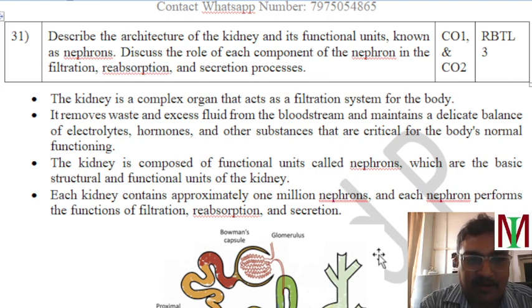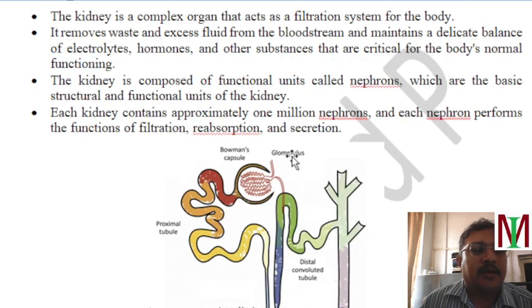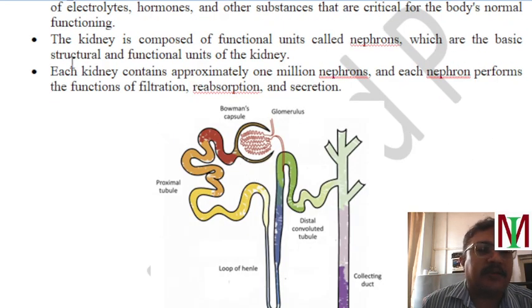So the kidney is a complex organ. It acts as a filtration system for the body. It removes waste and excess fluid from the bloodstream and maintains a delicate balance of electrolytes, hormones, and other substances that are critical for the body's normal functioning. The kidney is composed of functional units called nephrons, which are the basic structural and functional unit of the kidney. Each kidney contains approximately 1 million nephrons. What a number, 1 million! You have to remember. Each nephron performs the functions of filtration, reabsorption, and secretion.